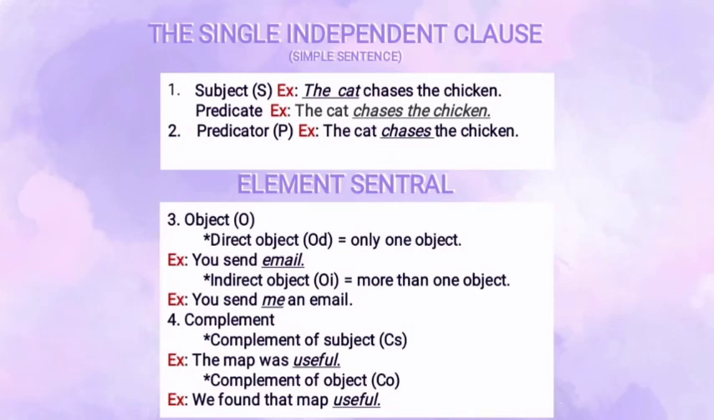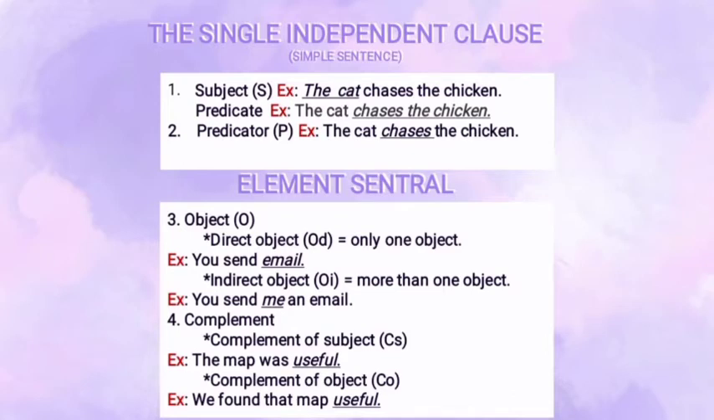The first is subject and predicate. What is the subject? Subject answers who or what carries out the action, or who or what is the sentence about. Subjek menjawab siapa atau apa yang melakukan tindakan, atau tentang apa atau tentang siapa kalimat tersebut. For the example, the cat chases the chicken. The cat is subject.